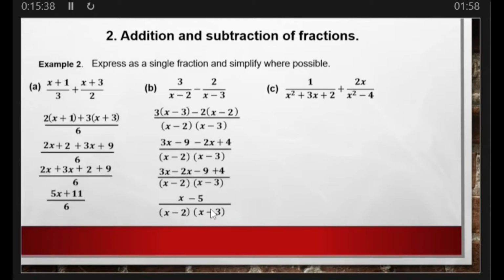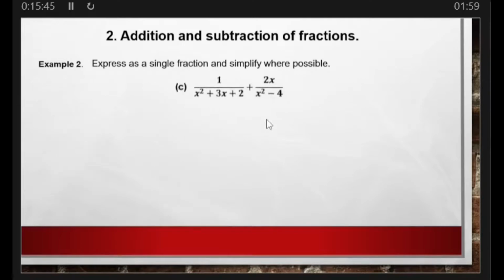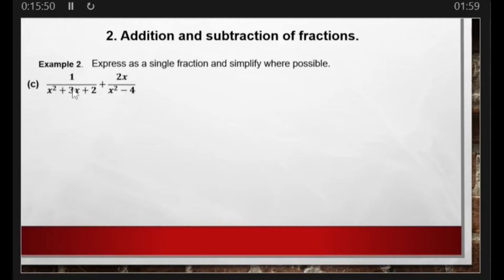All right, so this is our answer. Let's go to C. In answering C, we are going to do the same as we did in the previous examples. We are going to look for a common denominator here. But before we go for a common denominator, we are going to factor this quadratic expression, and this is a difference of two squares.